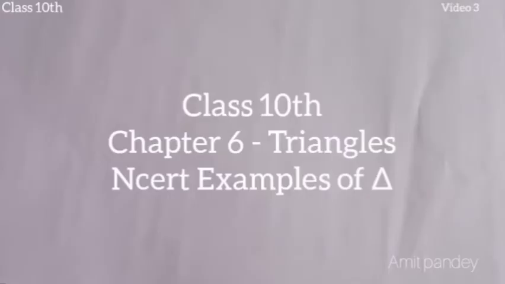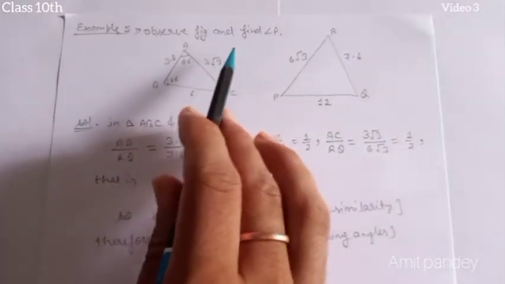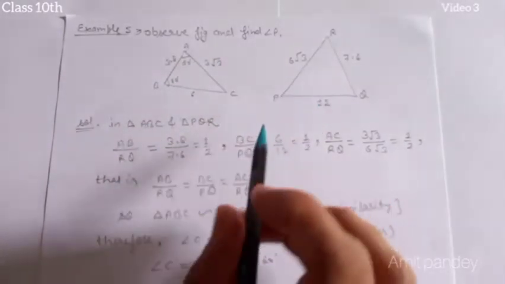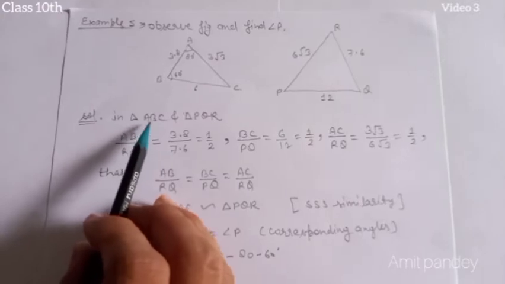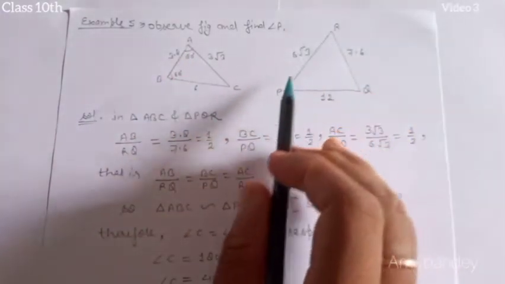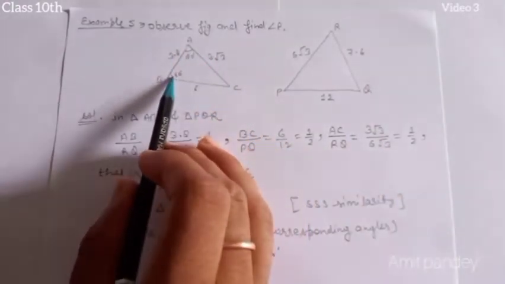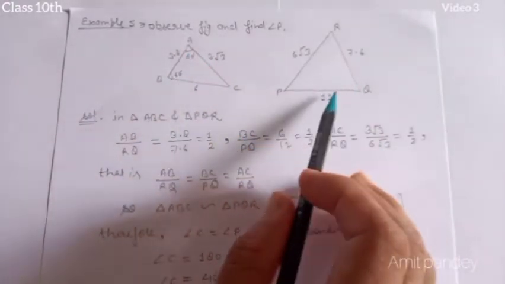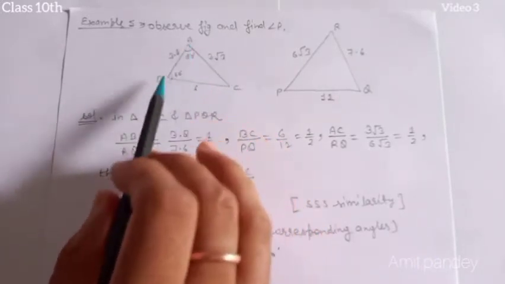This is the third video of today's session. Now we'll do some other examples from the NCERT book. Now example number 5. Observe the figures, and then we have to find angle P here. So let's start to solve. In triangle ABC and another triangle PQR, it is given that angle B is 60, angle A is 80, and sides AB is 3.8, AC is 3√3 and BC is 6.